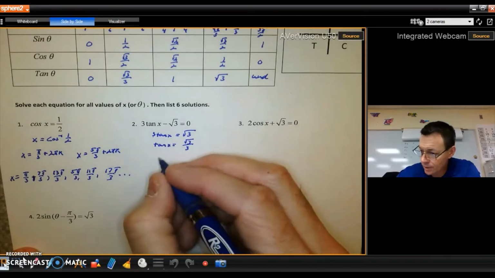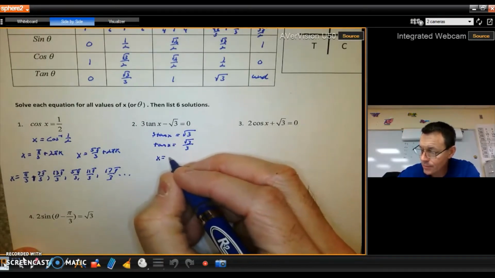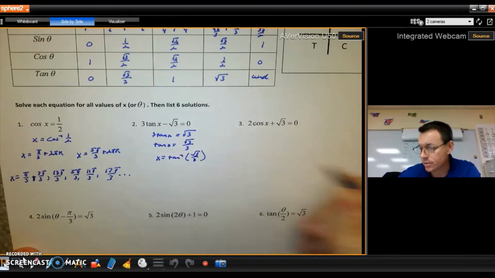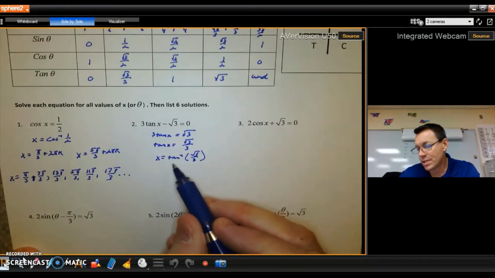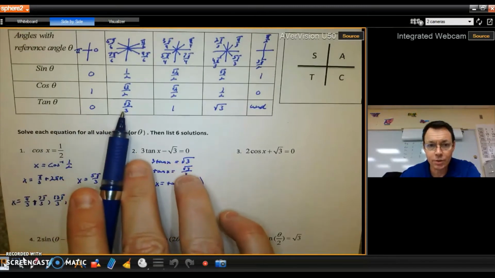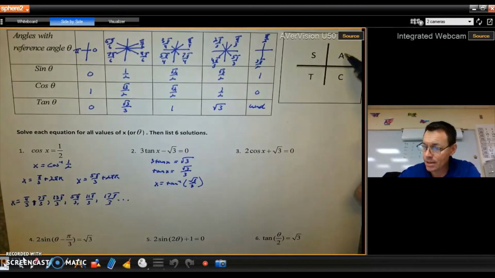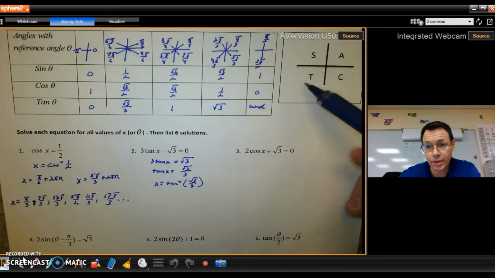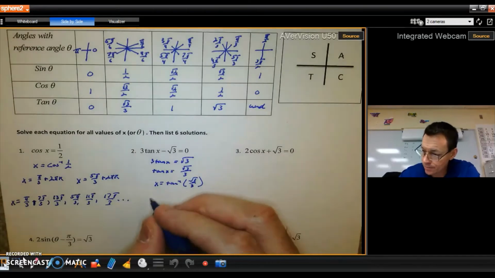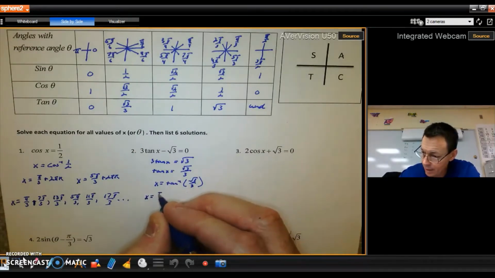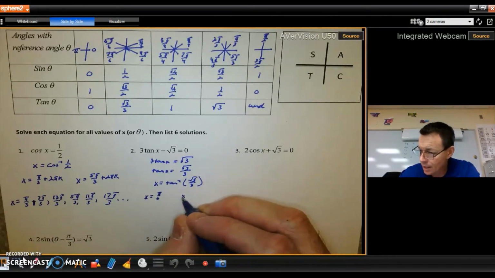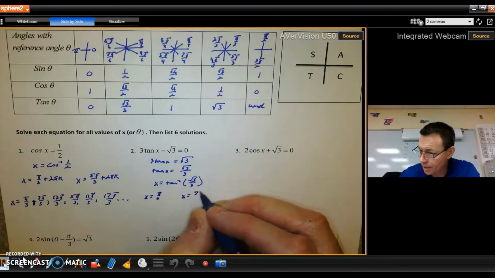Now I can move the tangent over. So x equals the inverse tangent of radical 3 over 3. So we want the angles that have tangent values of positive radical 3 over 3. So go to the chart. Here's radical 3 over 3. We know that tangent is positive in quadrants 1 and 3, so those are the two angles we're going to write down. Pi over 6 and 7 pi over 6. So x equals pi over 6. Again, I'm going to leave a space for a second. And x equals 7 pi over 6.